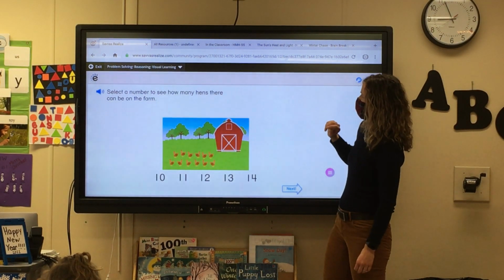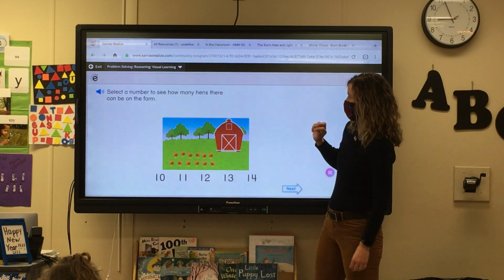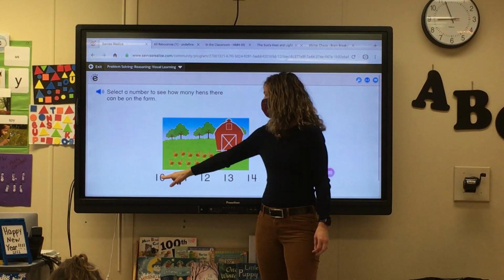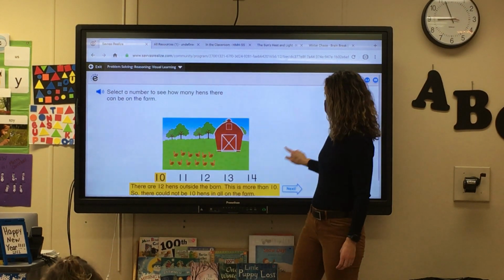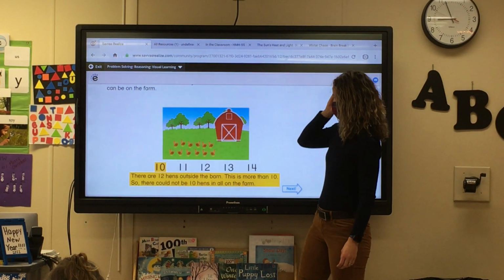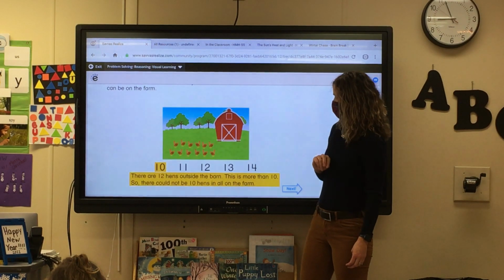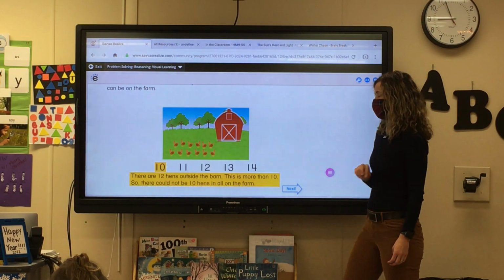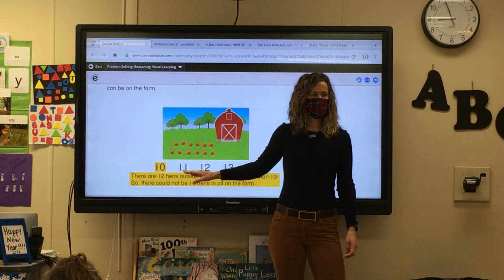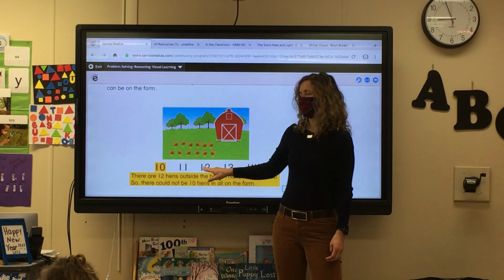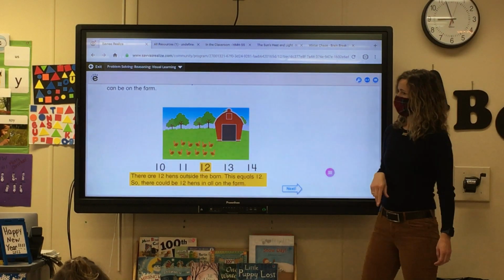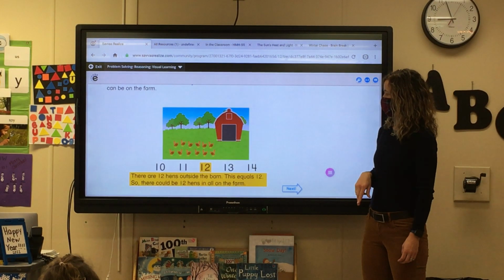So let's see what else they want us to do here. Select a number to see how many hens there can be on the farm. So can there be 10? No. So let's see what happens if I hit 10. There are 12 hens outside the barn. This is more than 10. So there could not be 10 hens in all on the farm. All right, so we know it can't be 10. Can it be 11? No. But what about 12? Yes. There are 12 hens outside the barn. This equals 12.